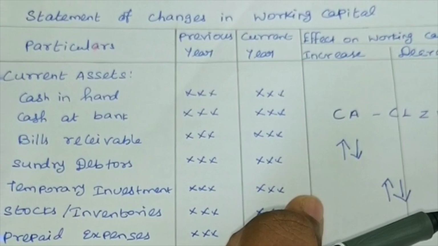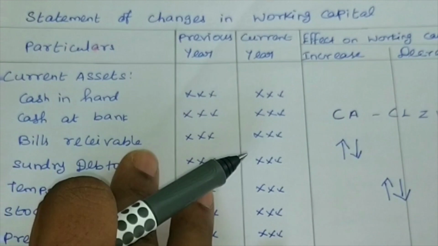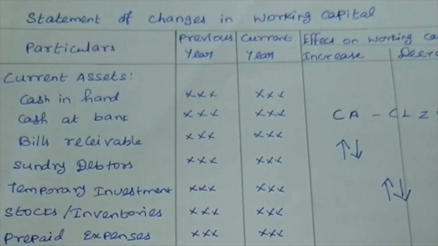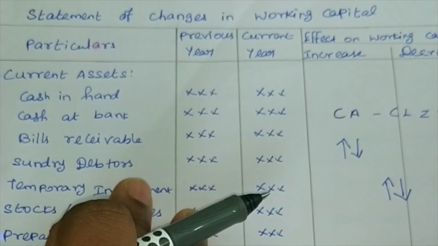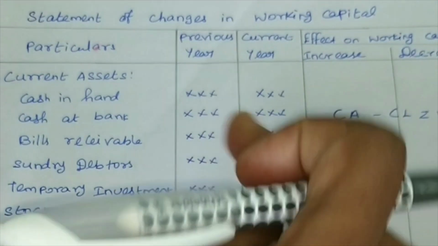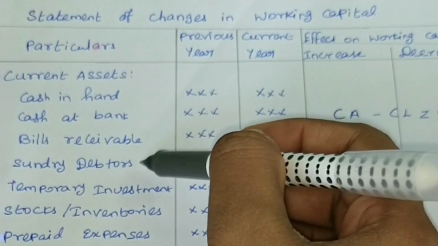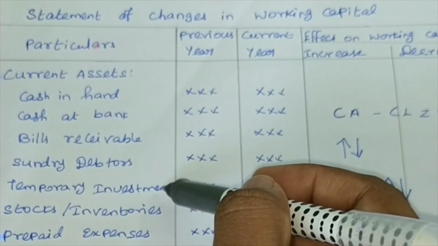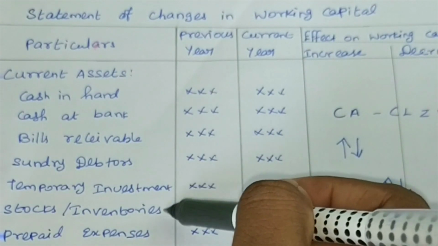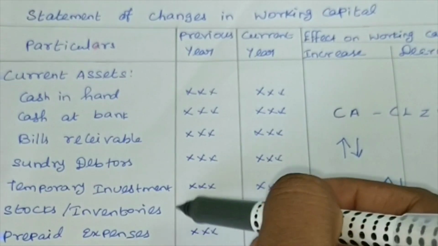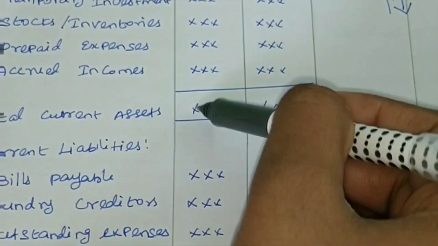Statement of changes in working capital or schedule of changes in working capital. This is the format for preparing the schedule of changes in working capital. Current assets minus current liabilities is called working capital. Current assets are the assets which are realizable into cash within a short period of time. Some of the current assets are given here: cash in hand, cash at bank, bills receivable, sundry debtors, temporary investments, which are short-term investments, stocks or inventories, including stock of raw material, stock of work in progress, stock of finished goods, prepaid expenses and accrued incomes, which are outstanding income. These are the total current assets.